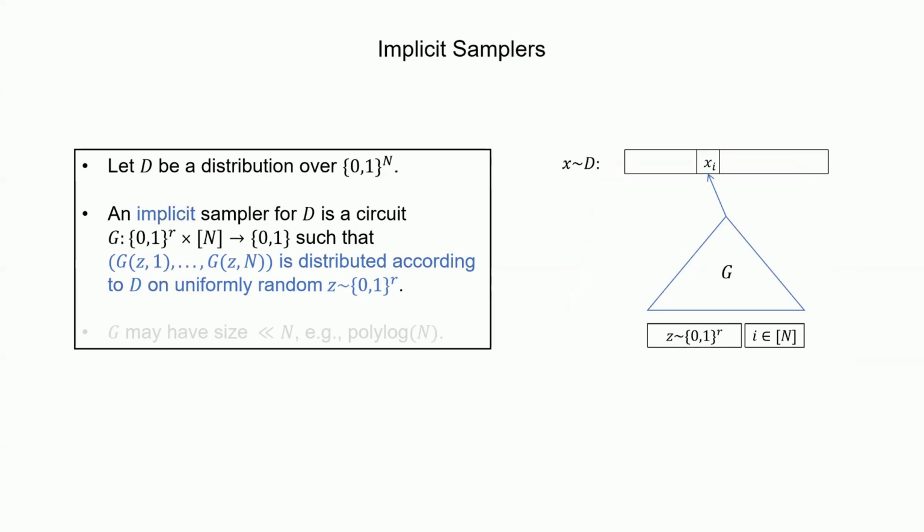And sometimes it is possible to specify a distribution in a more compact way. More specifically, an implicit sampler for D is a circuit G that takes as input a random string and an index between 1 and n, and it outputs 1 bit, such that the n-bit strings obtained from running G on all the indices from 1 to n is distributed according to D. And in this case, the circuit G outputs only a single bit of the n-bit string sampled from the underlying distribution. And therefore, G may have size much smaller than n, and for example, polylog n.